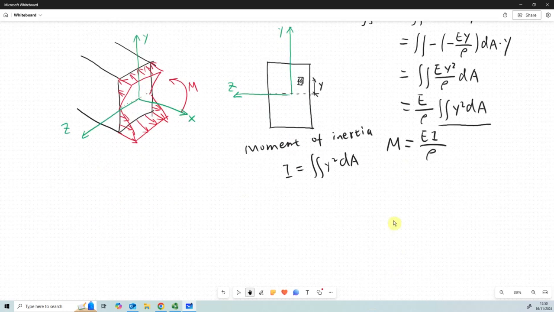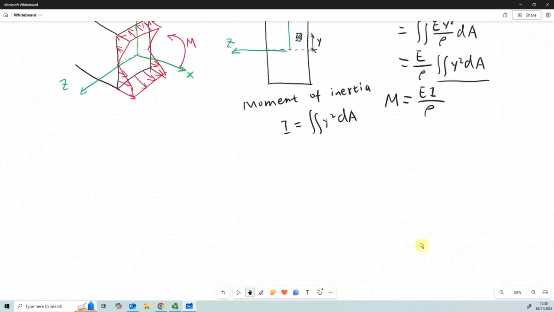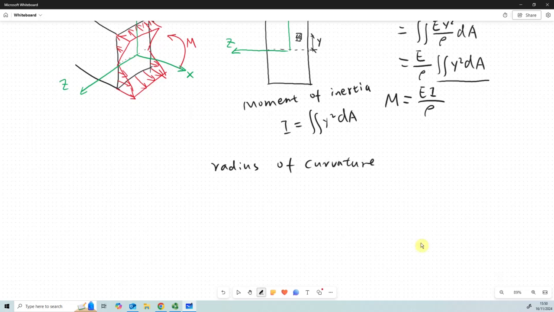After we have this relationship, we can go further and find a useful equation to help us find the deflections. As we know from calculus, the radius of curvature can be expressed like this. One over the radius of curvature is equal to d squared y over dx squared, over a very complex term: 1 plus dy over dx, squared, to the power of 3 over 2. This is the exact expression for the radius of curvature.